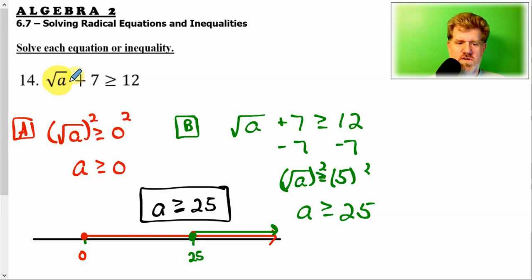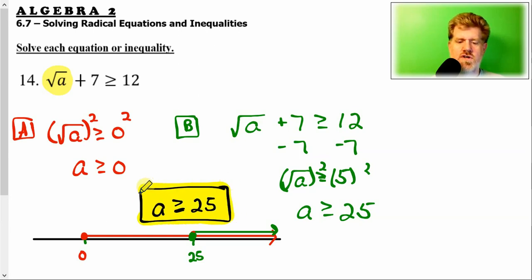9 falls in here. Well, what's the square root of 9? 3. What's 3 plus 7? 10. Is 10 greater than 12? No. So none of these are part of your answer. But any number bigger than 25 is. So your answer is a is greater than or equal to 25.